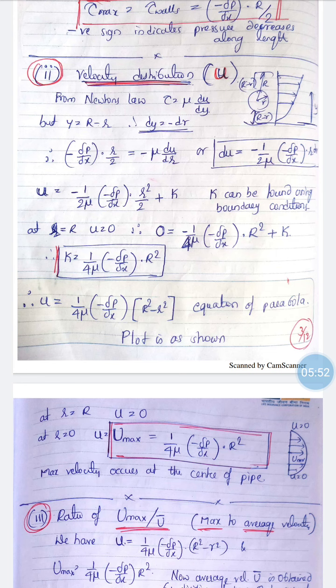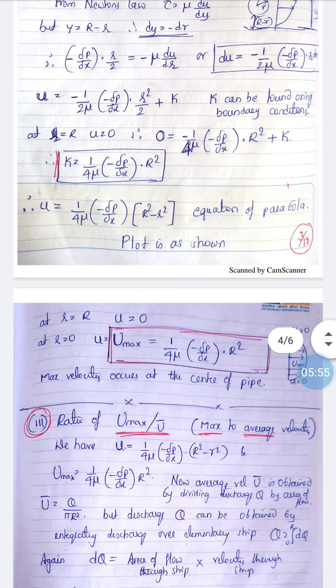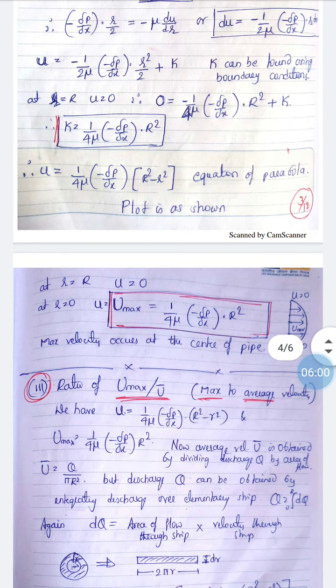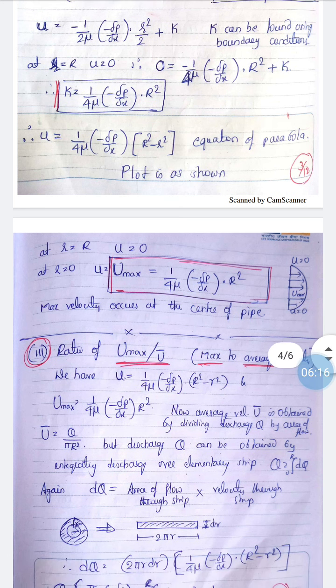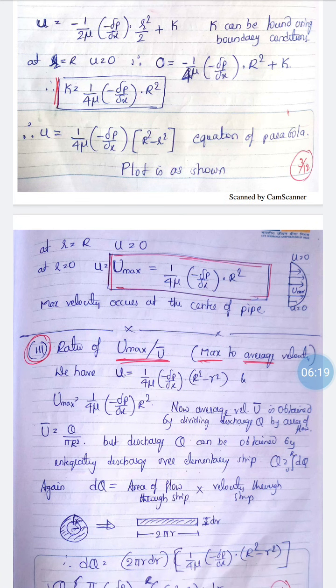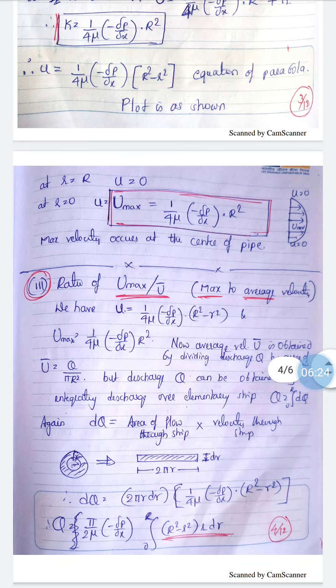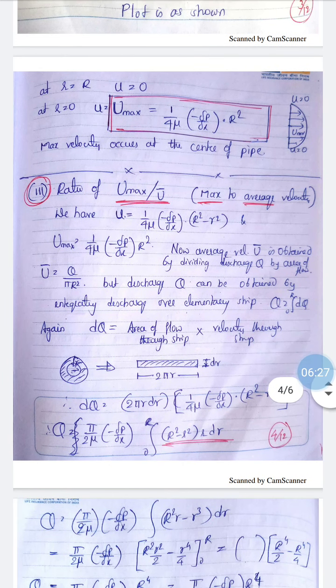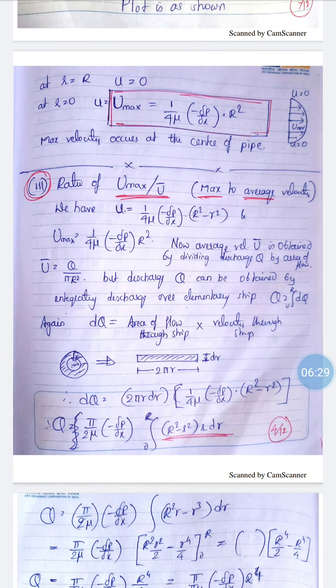So if I substitute the value of k in the equation, we get u is equal to 1 by 4 mu into minus delta p by delta x into (capital R square minus small r square). If I take capital R square outside, it becomes 1 minus (r by R) whole square, which is an equation of a parabola. Therefore, the plot is as shown in the first diagram. It will be a parabolic shape, and at the center, when you substitute the value of small r as 0, you will get the maximum velocity. That is, when r is 0, we get u max is 1 by 4 mu into minus delta p by delta x into capital R square. You can see in the plot that velocity is maximum at the center and 0 at the periphery.